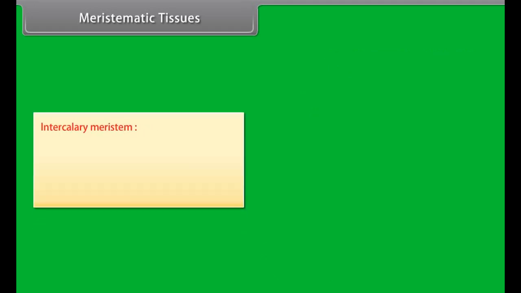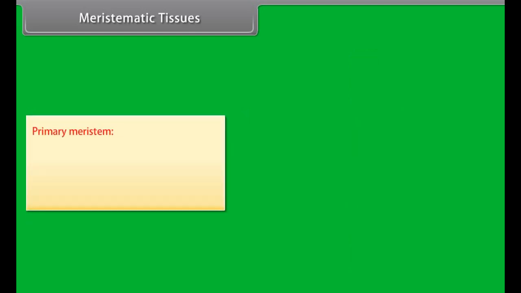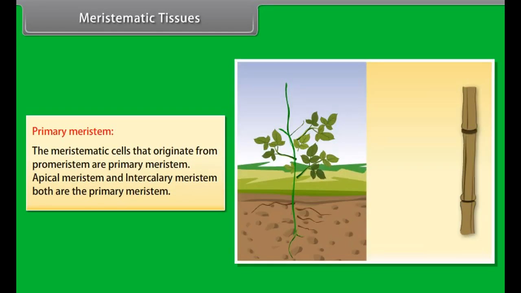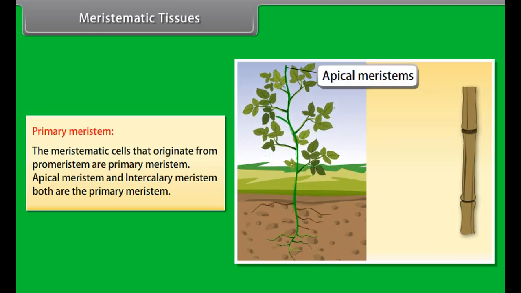Meristematic tissues. Intercalary meristem. It is present away from apical meristem. It is present at the base of internodes, for example, in grasses and wheat, or at the base of leaf. Primary meristem. The meristematic cells that originate from promeristem are primary meristem. Apical meristem and intercalary meristem both are the primary meristem.